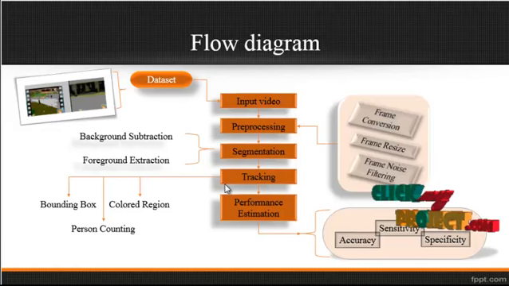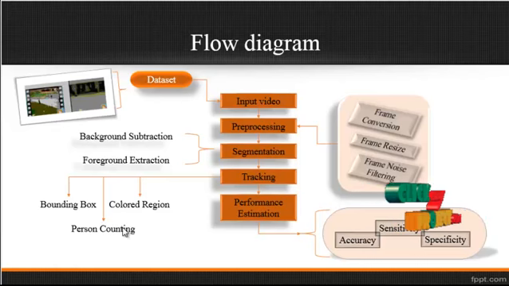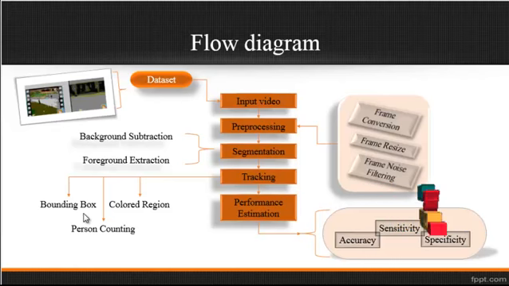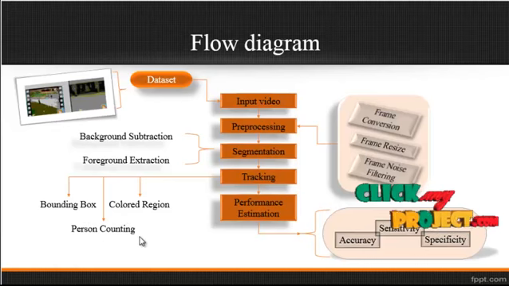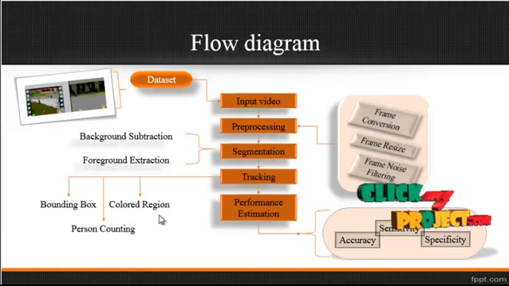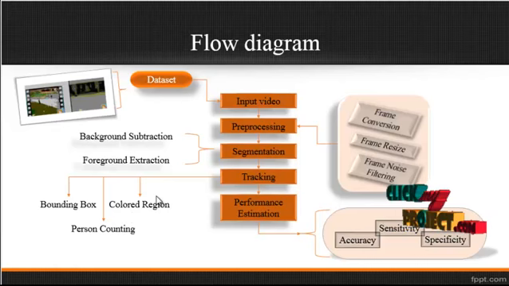After the segmentation process, the tracking is done using three categories. First is the bounding box, then person counting, then the colored region. At first, the bounding box is used to detect the persons moving in the frames. Then person counting counts the number of persons or moving objects present in the video. Then the colored regions are used to indicate the moving objects. After the tracking process, the performance is estimated using accuracy, sensitivity and specificity. By these three parameters we can justify whether the process is efficient or not.